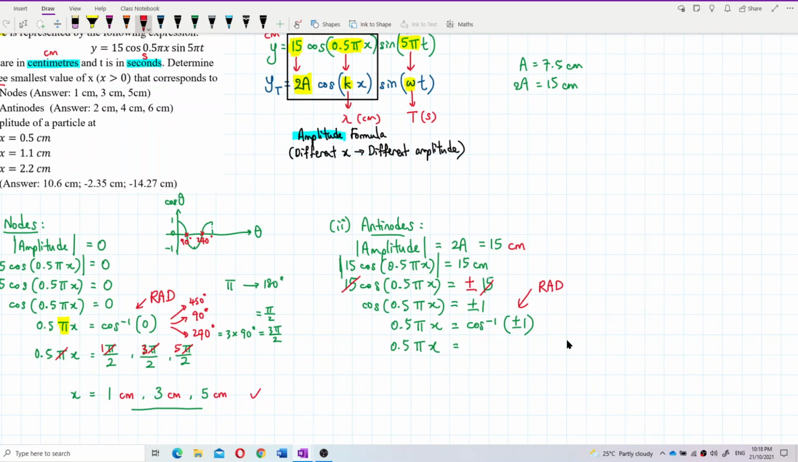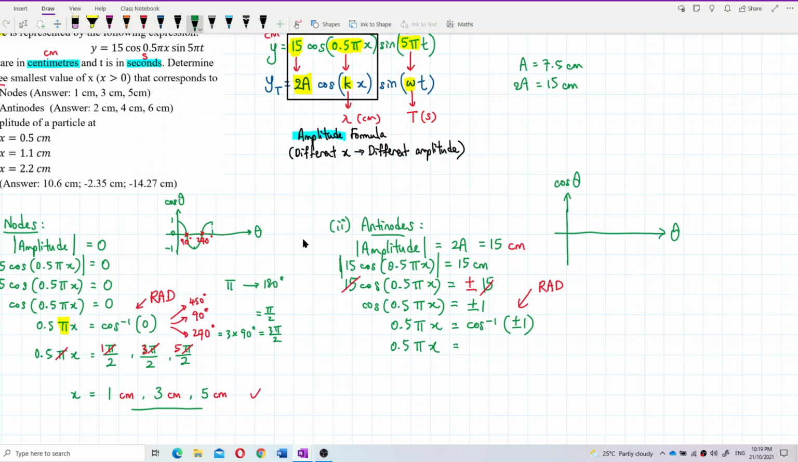So now look at the graph. Which position can you get positive 1 and negative 1? Let's redraw the diagram. Yeah, redraw the graph. Make it bigger.